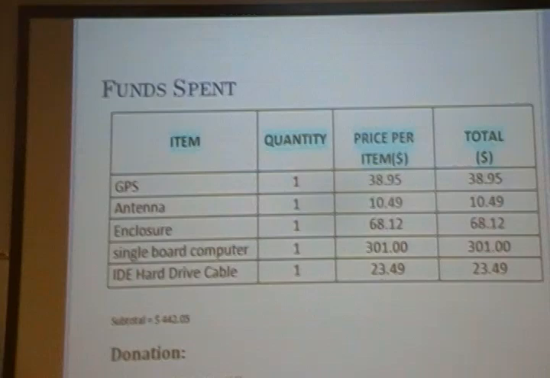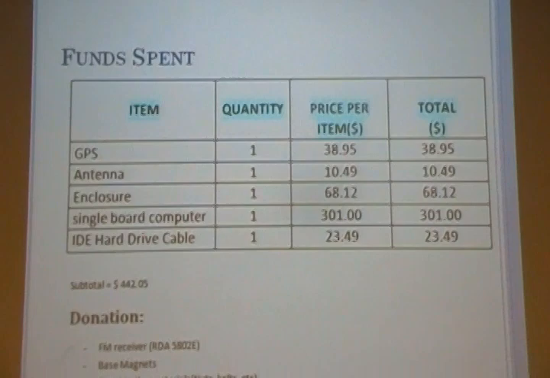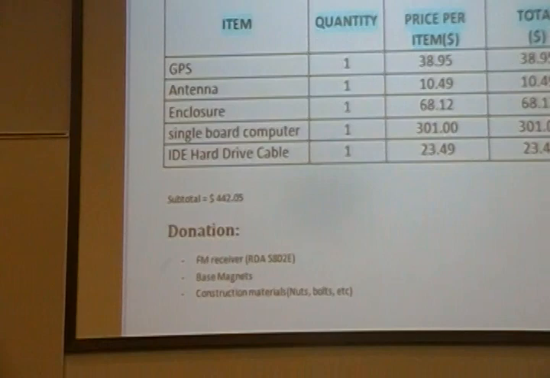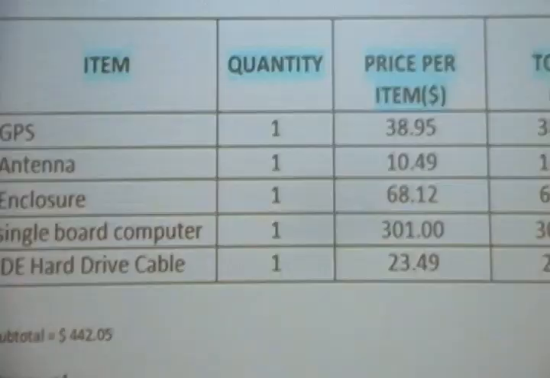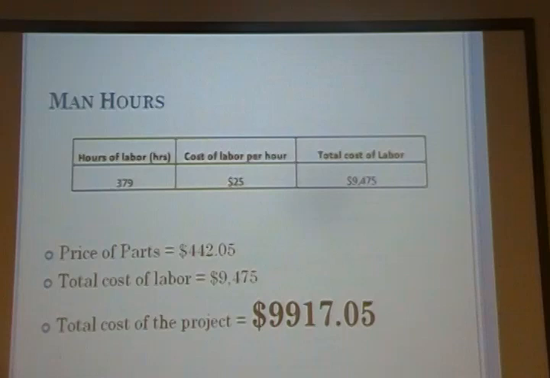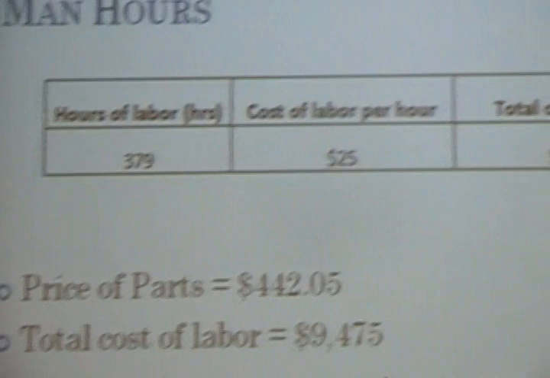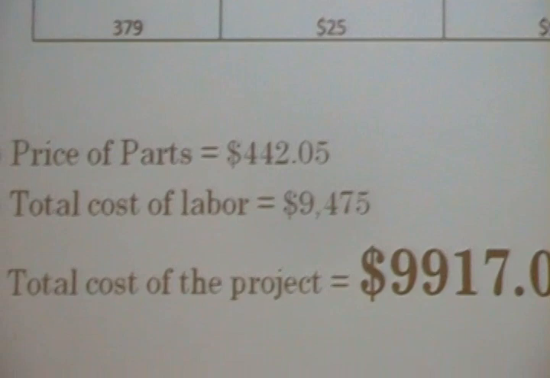And the total cost for this project is $442, and then for the donation, we have an FM receiver and base magnets and nuts and bolts. We got it for free. And for the man hours, the total is 379 hours we worked, at $25 per hour, and that totals up to $9,475. So when you add up those two, the total cost for this project is $9,970.05.